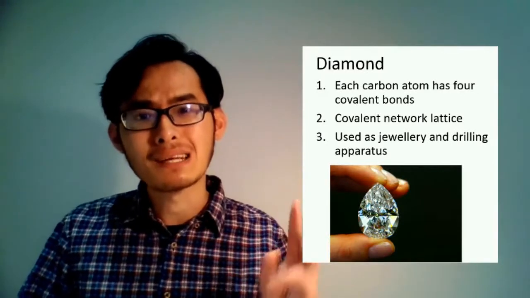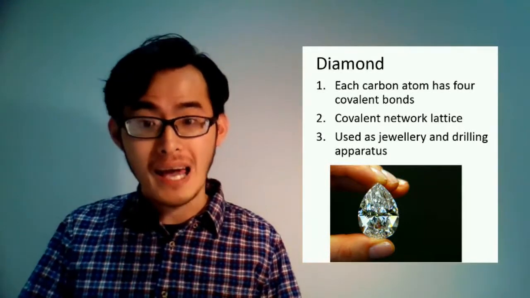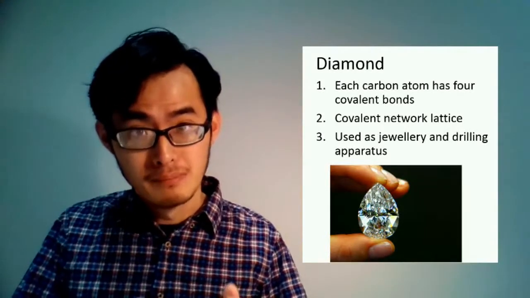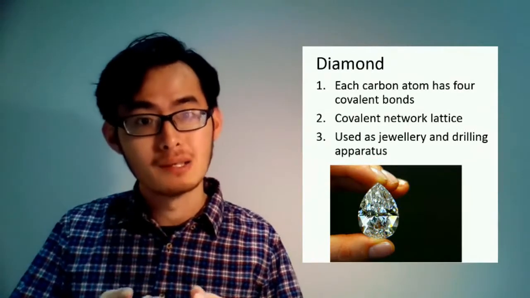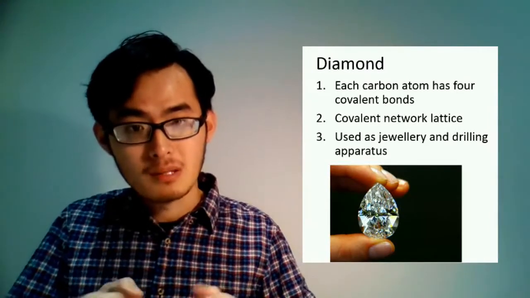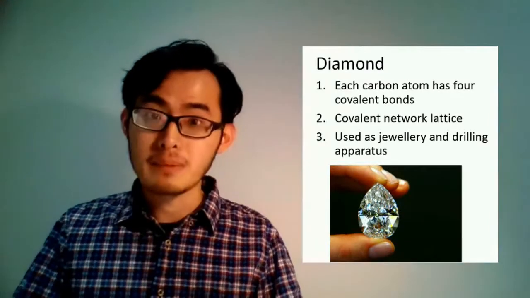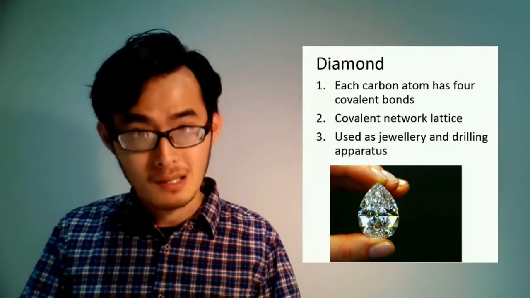There are three things that you need to know about diamond. Number one, we know that each carbon atom has 4 covalent bonds, and diamond itself only consists of carbon atoms. And these carbon atoms are very strongly bonded to one another. And that brings me to point number 2. It exists as a covalent network lattice structure.